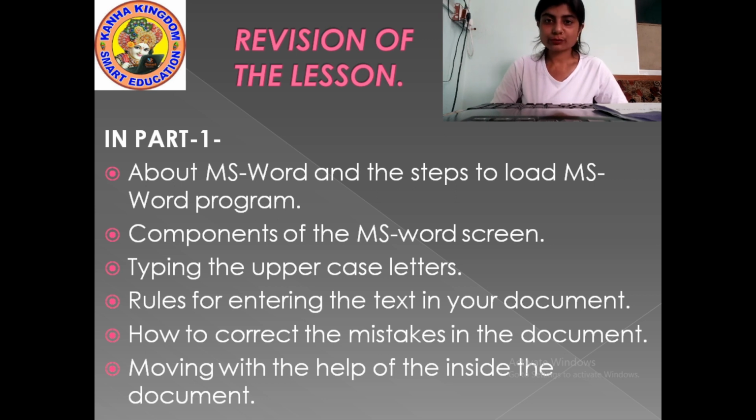Then how to correct the mistakes. Okay, how to correct the mistakes. In the Quick Access Toolbar you find three options, or not? Do, redo and undo. With the help of these options you could easily correct the mistakes that you have created in your document. Okay, and then there was moving with the mouse.